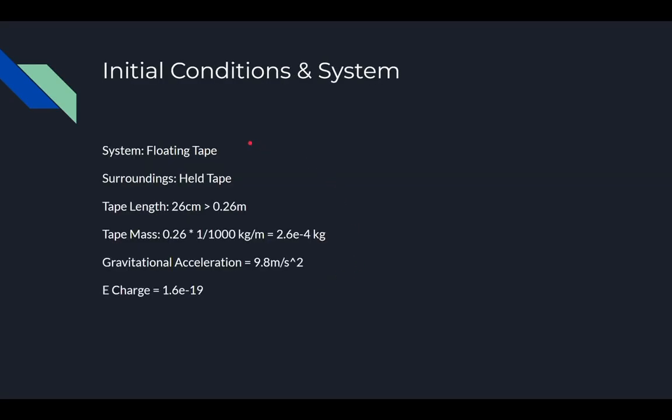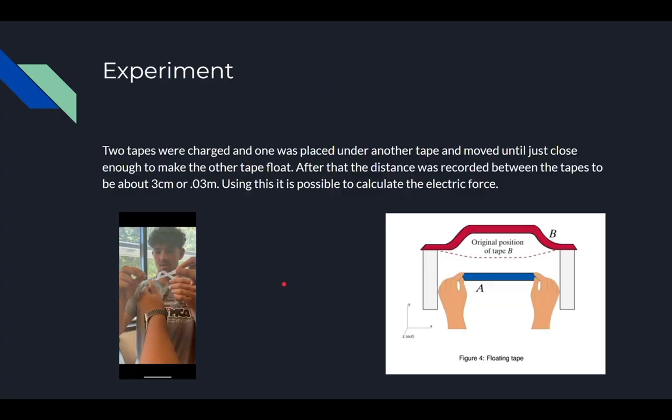So for the actual experiment, the initial conditions are that the system is the floating tape, and the surroundings is the held tape, which we held against it, which caused it to float. The length of our pieces of tape were 26 centimeters or 0.26 meters, and the mass was multiplied by 1/1000 kilograms per meter, because it's 1 gram per centimeter, to become 2.6 times 10 to the negative 4th kilograms. The gravitational acceleration would be 9.8 meters per second squared and constant, and the electric charge of an electron is 1.6 times 10 to the negative 19.